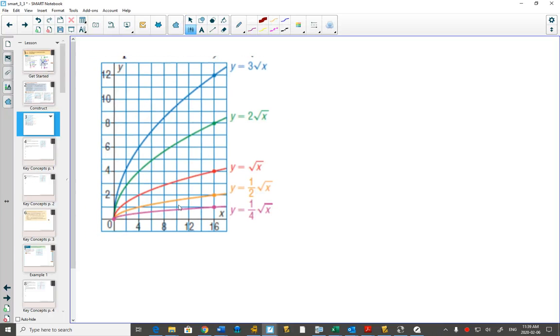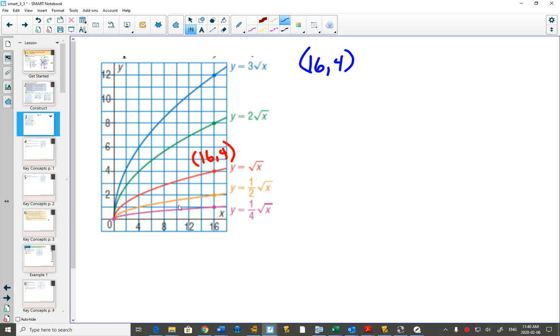So we have in red here our basic graph. And we notice that on our basic graph, they've labeled one point with a dot. They've labeled 16, 4. And what I want to look at is, do you see that each of these has numbers in front, outside of the function? That's going to affect the y value. And what we're going to do for each of these, starting with the blue one, we're going to say, what happens to 16, 4?